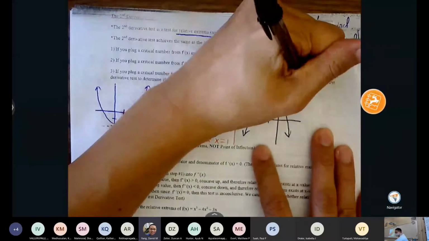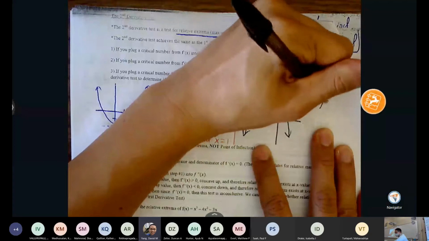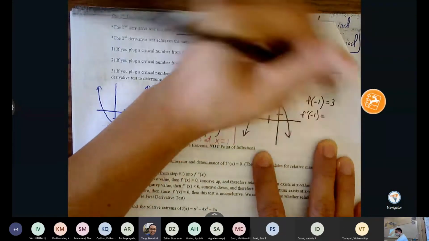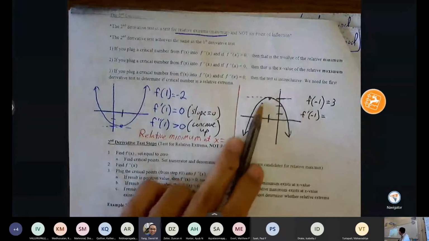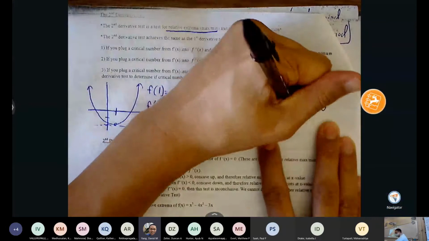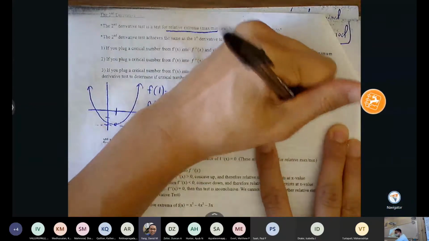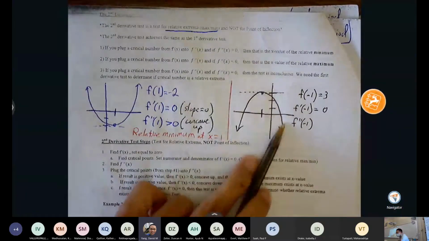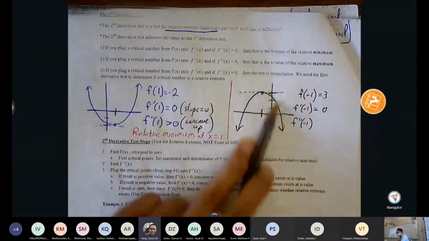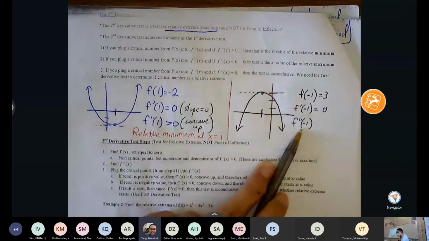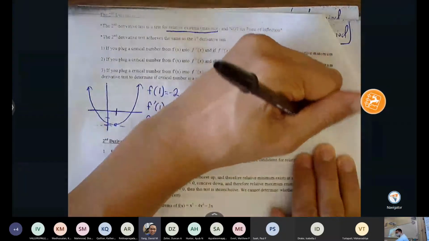So for this graph, let's say f of -1 is 3. What would you say f prime of -1 is? Also 0, right? 0. And then f double prime of -1, second derivative. This is part of a concave, what? Down, which means that it's going to translate to a positive or negative value. Negative.